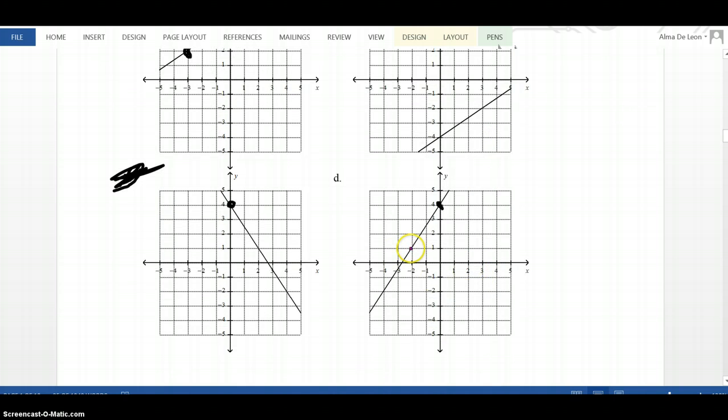If I look at D, I pick a point. To get to the point, I'm starting from the left to the right. To get from the left point to the right point, I have to rise 1, 2, 3, and run 1, 2, which makes sense. I rose 3 and I ran 2, which is what I want. So my answer has to be D.